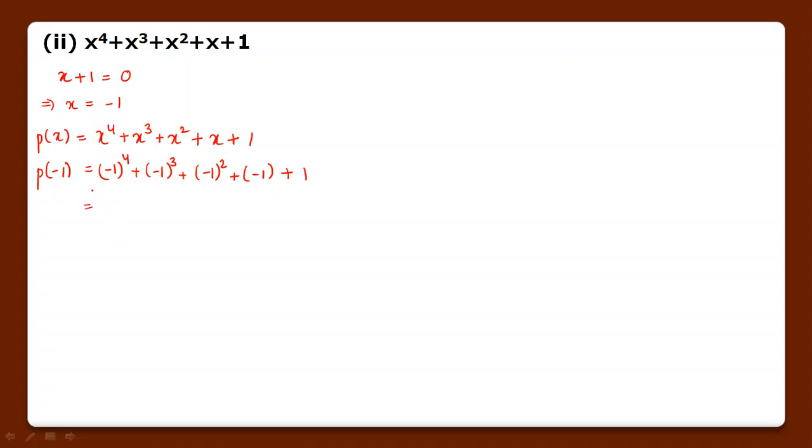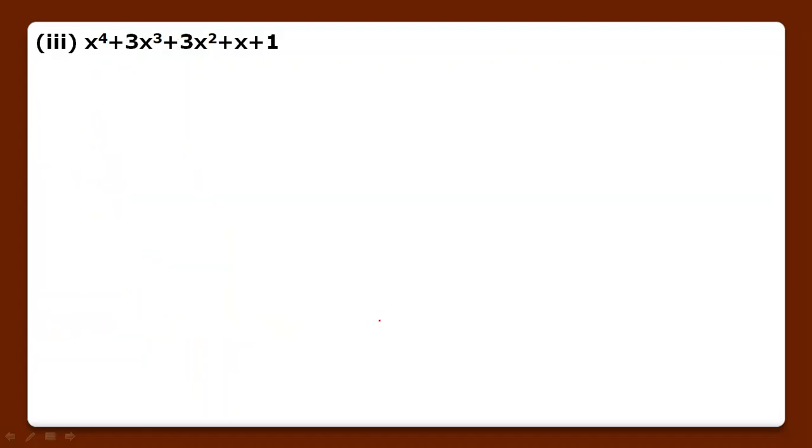Minus 1 raised to the power 4. जब power हमारी even number है, it will be 1. Here power is odd number, minus 1. Then minus 1 square is plus 1. Then minus 1 and then plus 1. अब हम plus एक साथ लिख लेंगे. Plus 1 plus 1 plus 1, that is plus 3 minus 2. What we will get? 1. हमारा polynomial की वैल्यू जो हमने minus 1 रखा है x की जगह 1 है. It is not 0. So we will write here no, x plus 1 is not the factor of px.